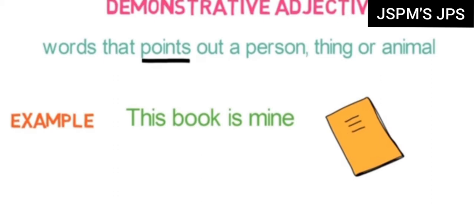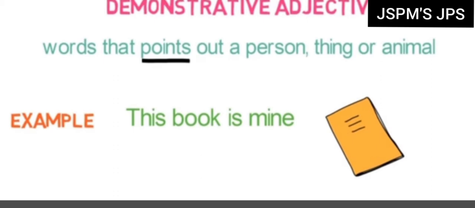For example, this book is mine. See, I am pointing towards the book and I am saying that this book is mine. And when we demonstrate something, we say, see, this is a tree, this is a lion. So when we point something, these kinds of adjectives are demonstrative adjectives.